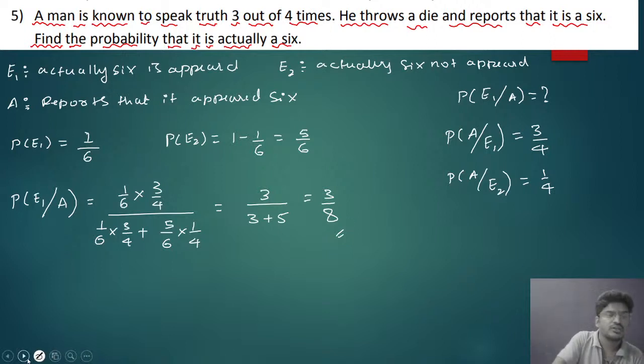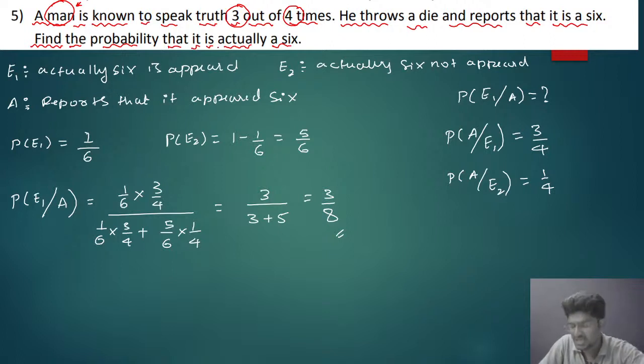Okay. So here the problem is, for example, let us take there is a man, or you can take he is a student. Okay. I know that this student speaks the truth 3 times out of 4 times. This particular student speaks the truth 3 times out of 4 times. Okay. Now I tell him to throw the dice. What will he do? He will throw the dice. And he reports to me that 6 appeared. Okay. But now I want to calculate the probability that actually 6 appeared.